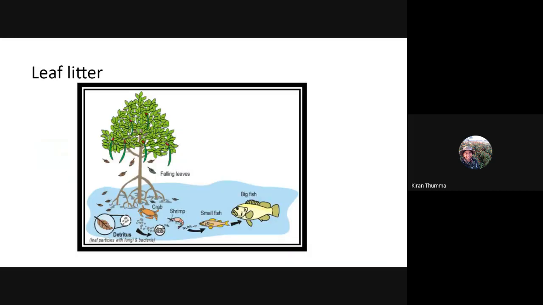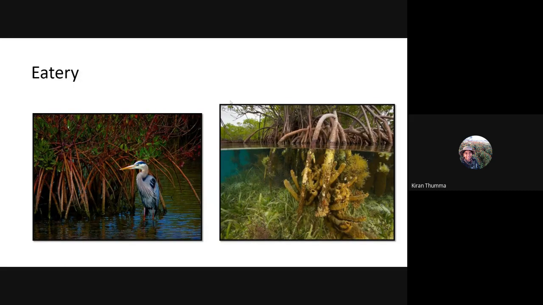And leaf litter. As I told you, there are many species of mangroves which drop their leaves after they have stored excess salt in them. So when this leaf decays, it becomes food for small fishes, crabs, shrimps. And mangrove is also an eatery place. It's a cafe for many birds and animals. So even birds know that mangrove is a fishing ground. You can find many fishes near the roots.